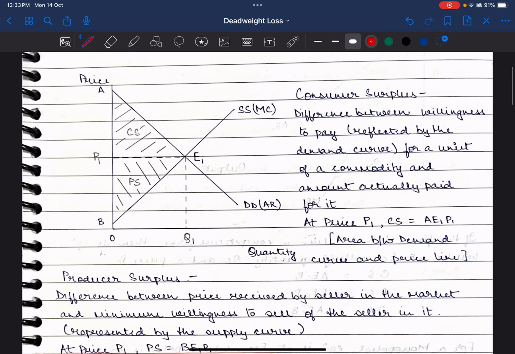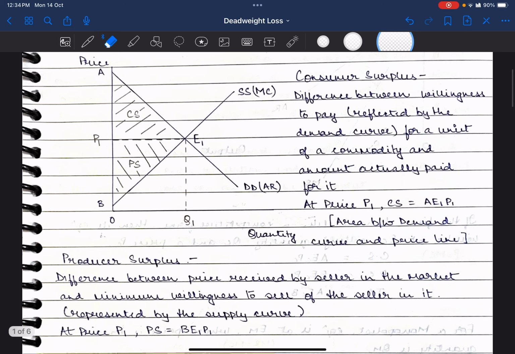Now, if you want to take an example, say suppose for 1 unit of commodity, the price is 5 units, the maximum willingness to pay for the consumer was 10, and the minimum willingness to sell of the seller was 2 units. So in this case, the consumer surplus for this unit of output will be 5 units, that is 10 minus 5, and the producer surplus for this unit of output will be 3 units, that is 5 minus 2. So this is just a very crude example to help you understand the concept even better.